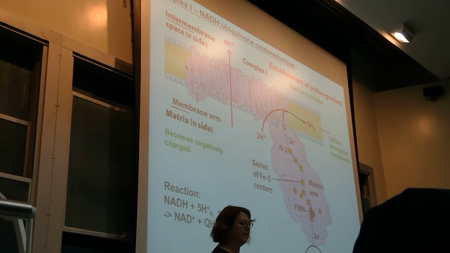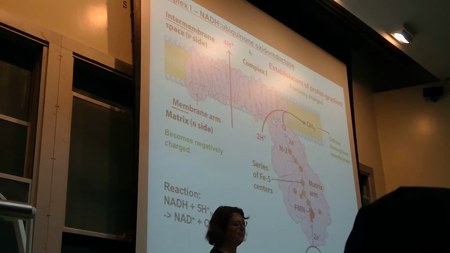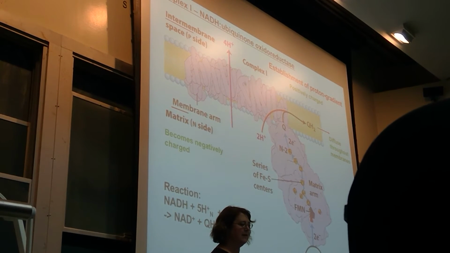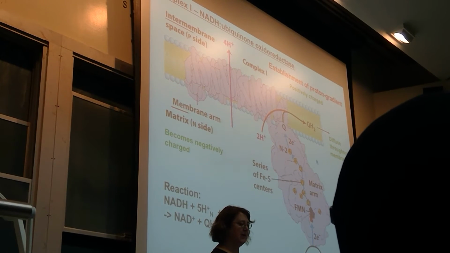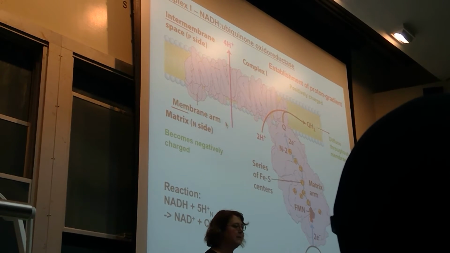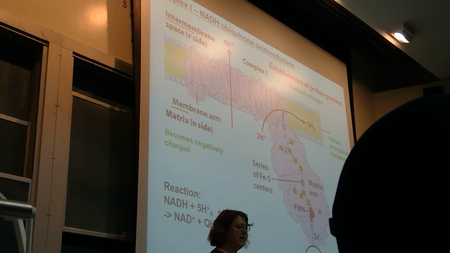So you have your NADH ubiquinone oxidase. I'll often just be calling this Q. So this complex is partly in the membrane and partly in the matrix side. And what happens here is that you have NAD coming in.